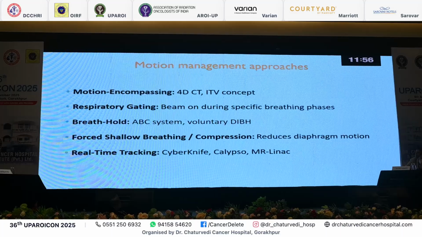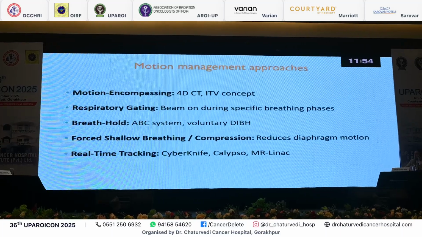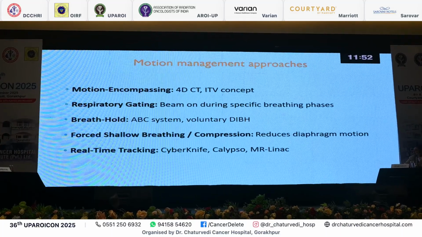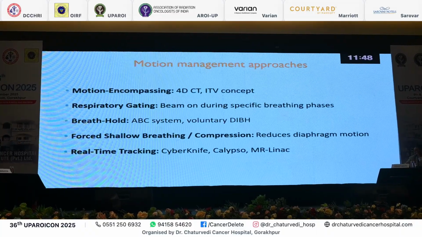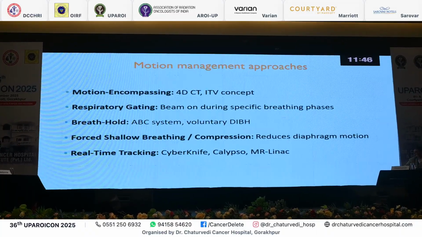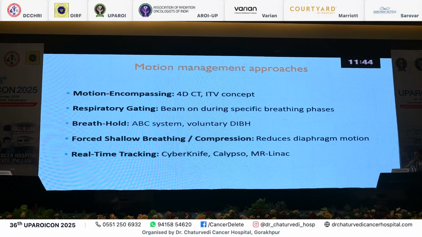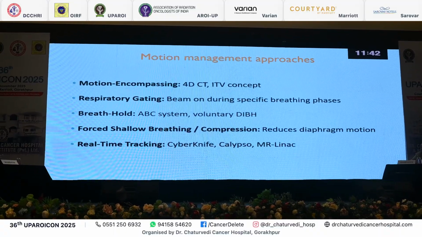Forced shallow breathing and compression are older techniques. They are useful with those patients who have a good KP score during treatment, but as we all know, it is very difficult to train illiterate patients, who are often not very intelligent, to follow, or who have several physiological problems.